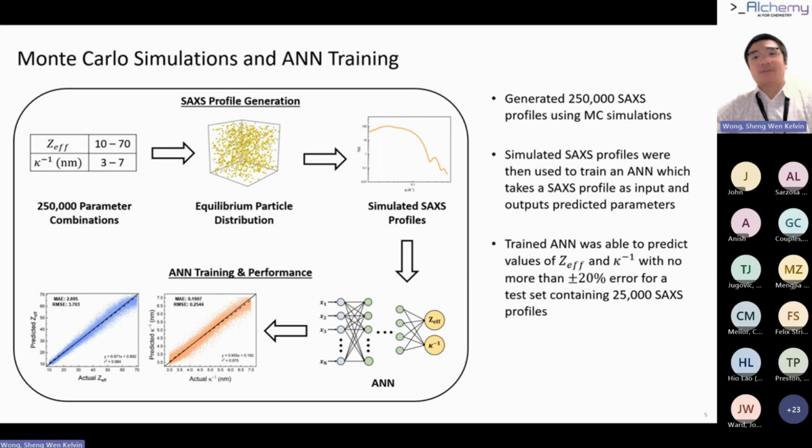And at this point, we were happy with the performance of this model, which we call the forward model, because it goes from curves to parameters, and this model basically enables the direct analysis of experimental data.